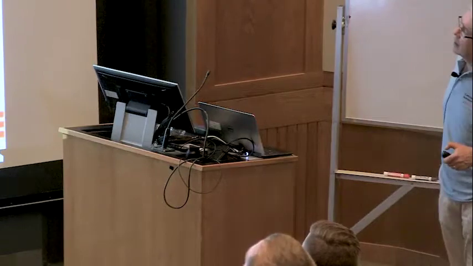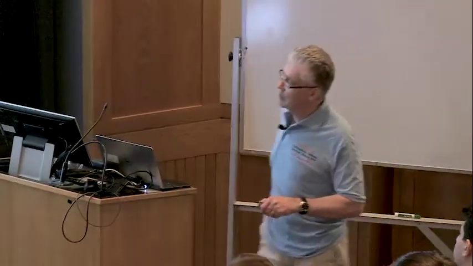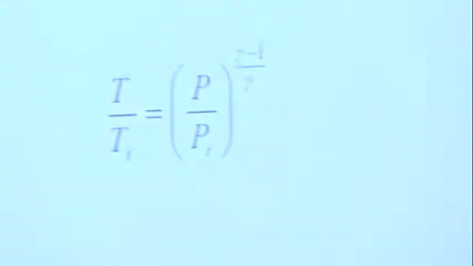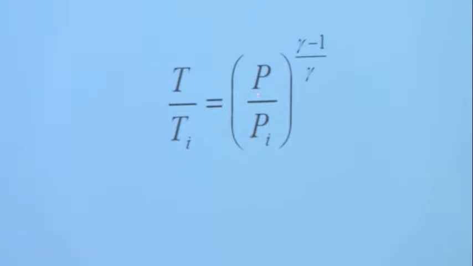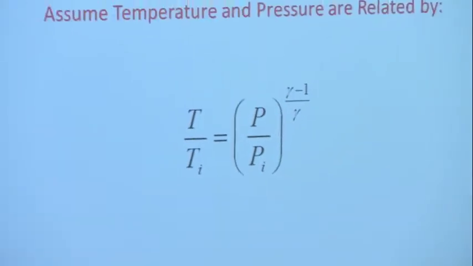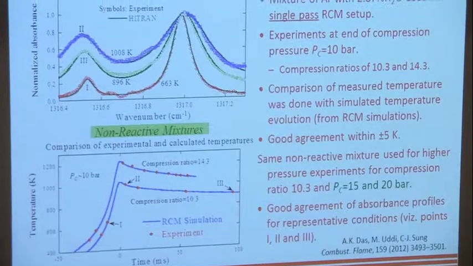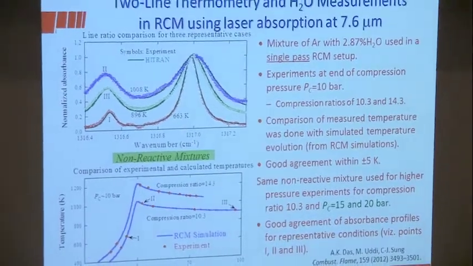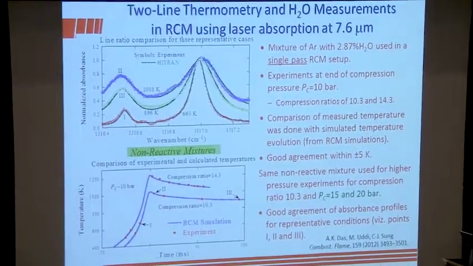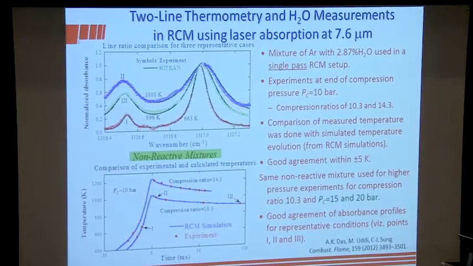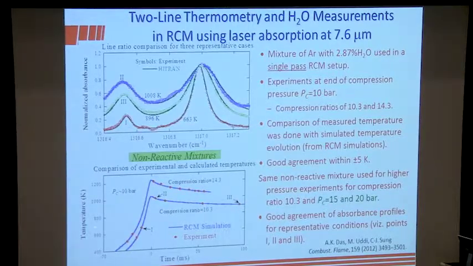Okay. And we assume that the temperature and pressure are related by T over Ti is equal to P over Pi to the gamma minus 1 over gamma. And if you do that, you've got this temperature versus time history. This temperature versus time, the blue line, came from that equation that I just showed you.